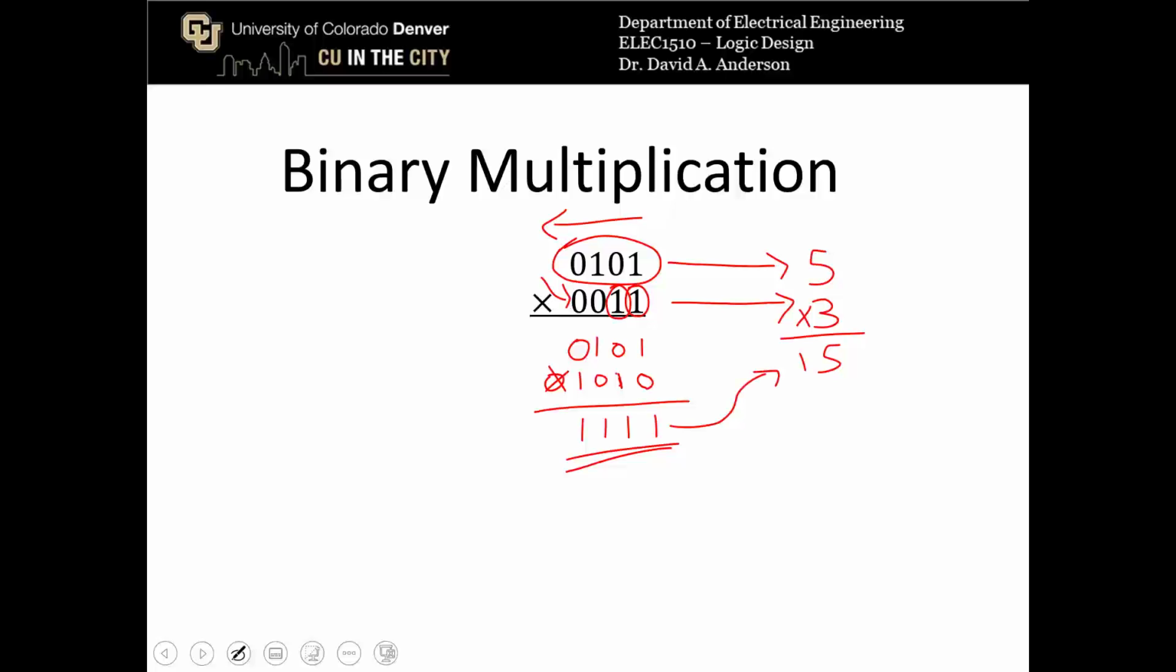Okay, so multiplication's pretty easy. You just shift copies of the first number for every 1 that's in the second number, and then you just add them all up.